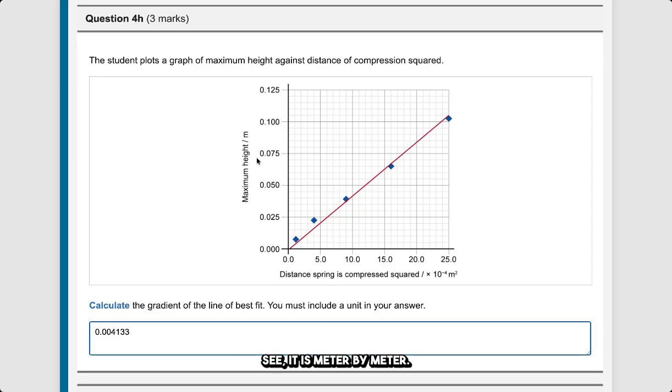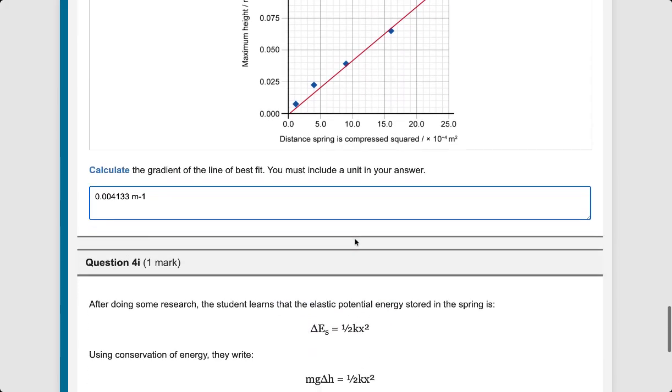See, it is meter by meter square. So it's going to be meter power minus 1. Maximum height is meter. Square of the distance is meter square. So meter by meter square is meter power minus 1. So the gradient of this line is giving you 0.004133 meter per meter.